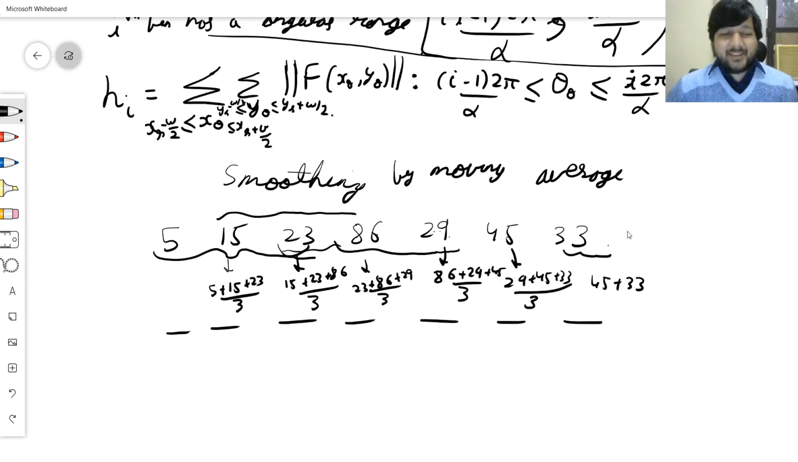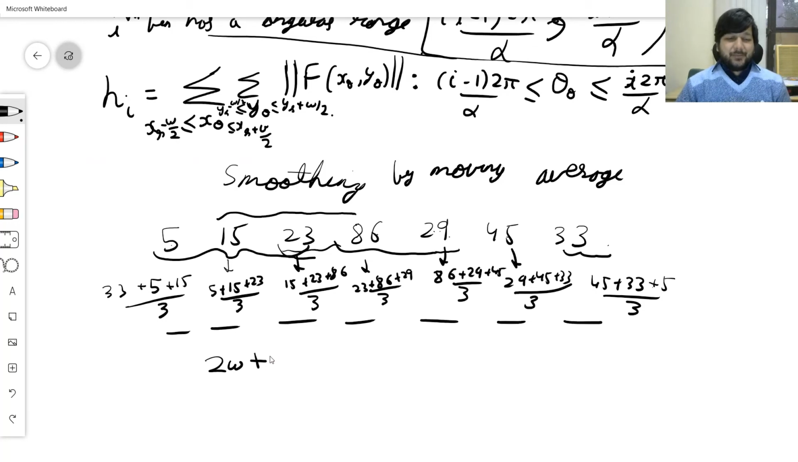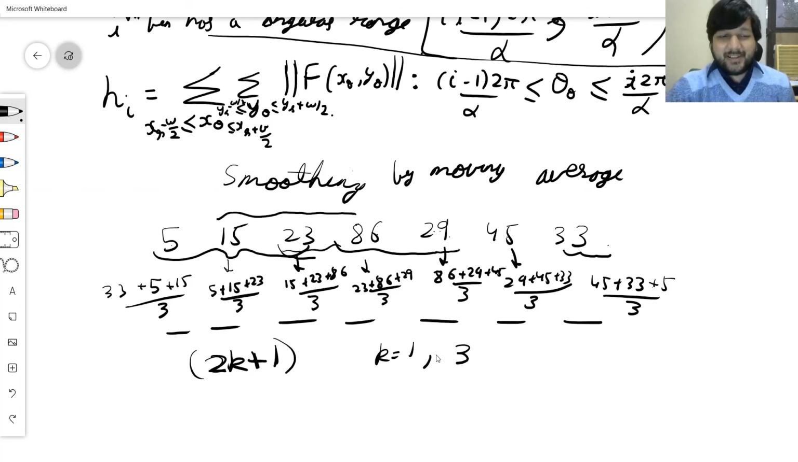What comes after 33? It's circular, angles are circular, plus 5. For 5, what comes on the left, angles are circular, 33. What comes on the right? 15 divided by 3. So it's a moving continuous average of window size 2w plus 1, or w is already used, so let us say of size 2k plus 1. So k numbers on the left, k numbers on the right, one number at the center, of size 2k plus 1. In this example, k was equal to 1, so it was a window size of 3.